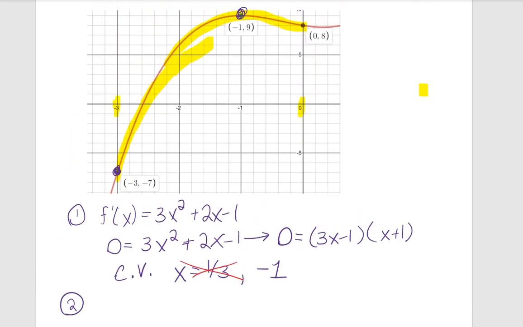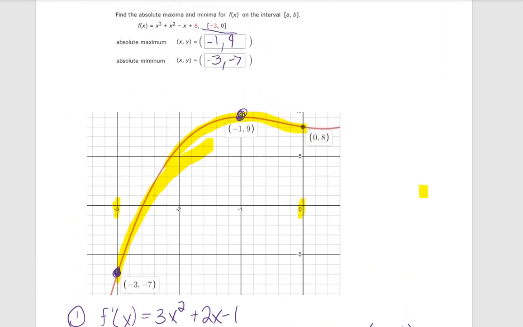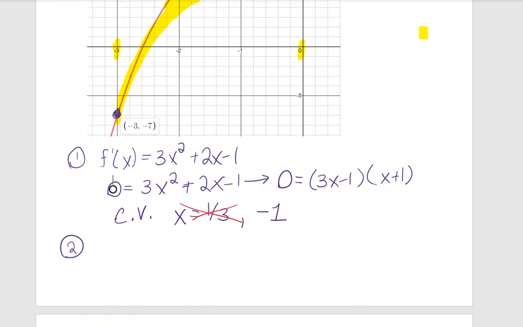So now that we have the critical values, the second step is, when they ask you to find the points, you take those values and plug them back into the original function. Not only are we going to plug in our critical values, we're also going to plug in our endpoints. So our endpoint of -3, our critical value of -1, and our other endpoint of 0. When I plug in -3, I'm going to get out -7. When I plug in -1, I'm going to get out 9. And when I plug in 0, I'm going to get out 8.